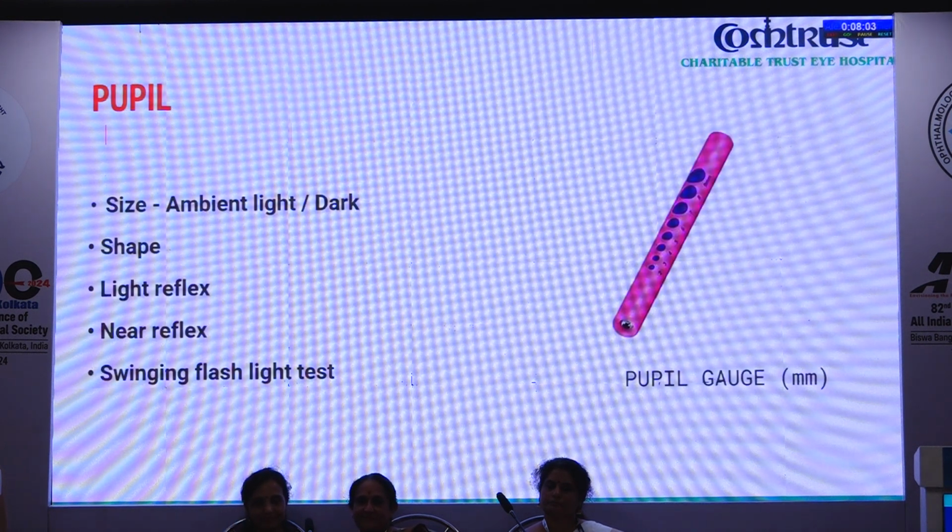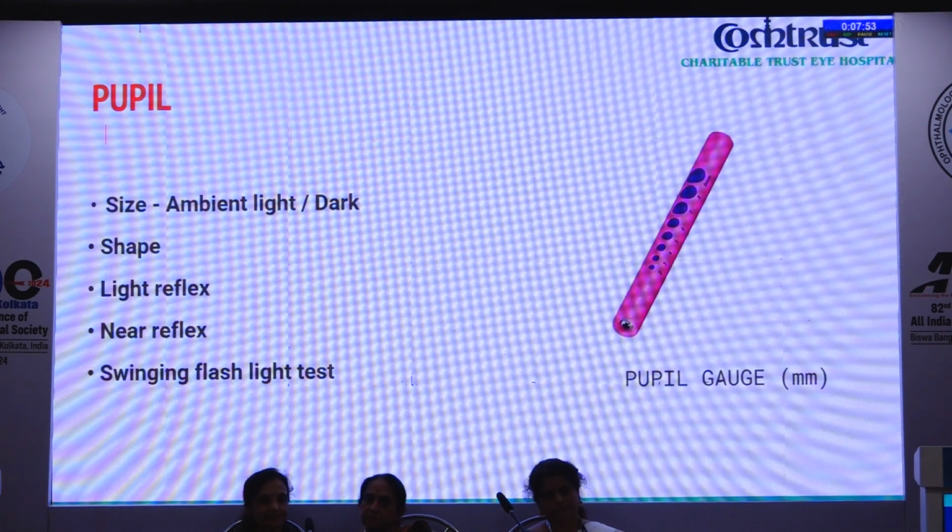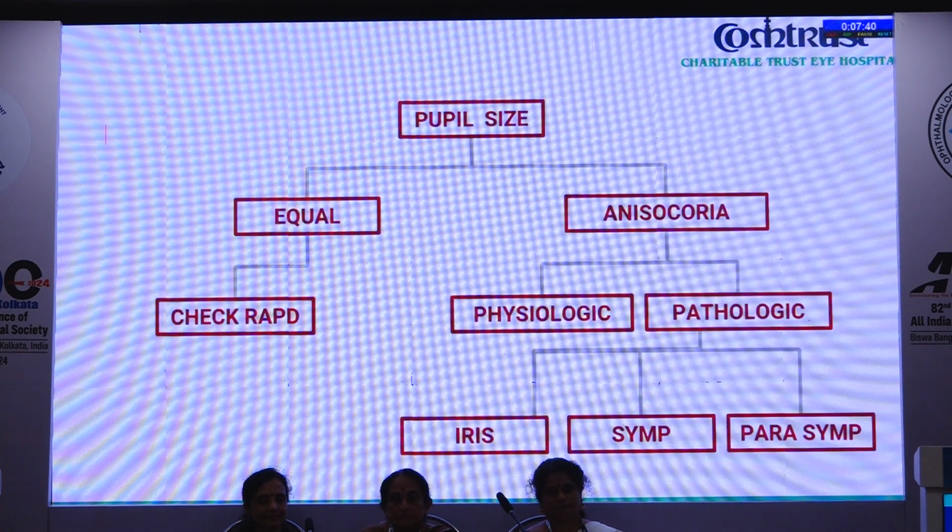For pupil examination, we can use a pupil gauge to measure. We need to check the size of the pupil in ambient light and in the dark. We need to check the size of the pupil after about 20 minutes of sitting in a dark room, called the dark adaptation time, and then in a well-lit room. Check the light reflex, the near reflex, and the swinging flashlight test is a must.